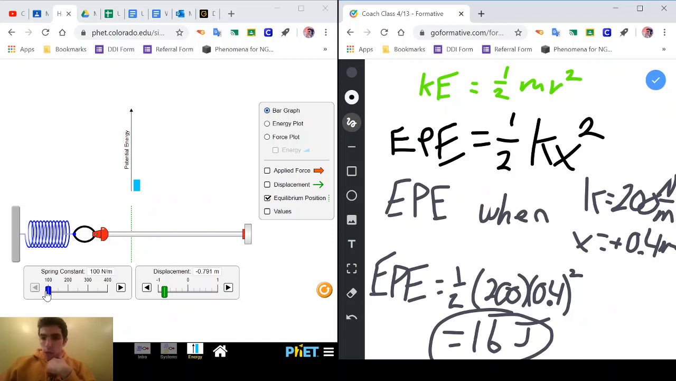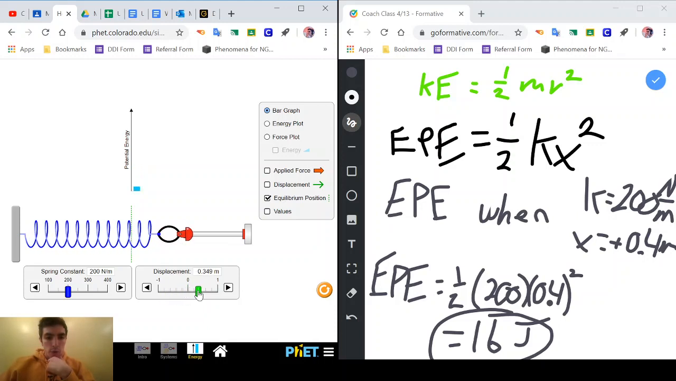So our spring constant is supposed to be 200, so I'll drag this little blue marker here, and then I will drag our displacement to being positive 0.4 meters. And I'm going to use these little arrows to fine-tune that displacement a little bit. And I don't see anything yet, because I haven't clicked a couple important things.